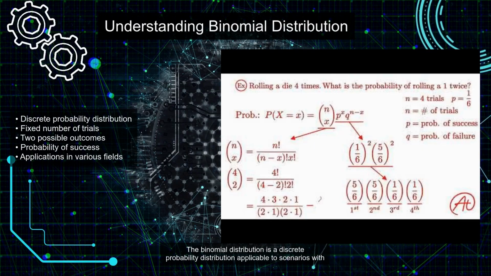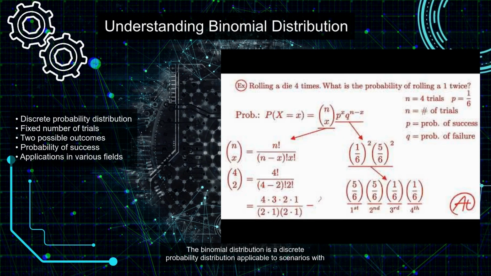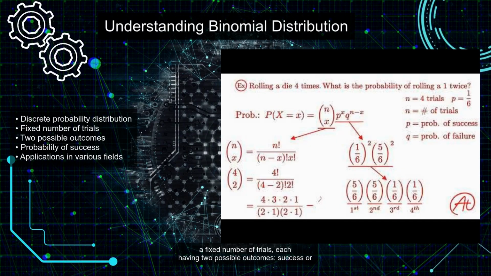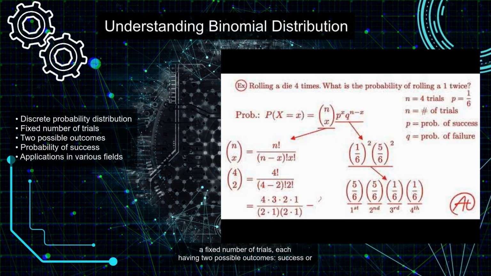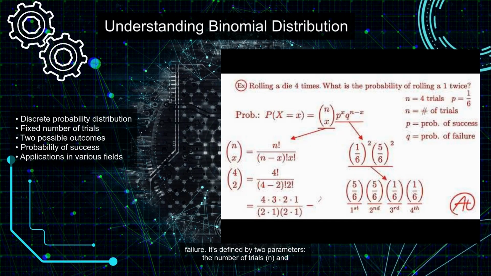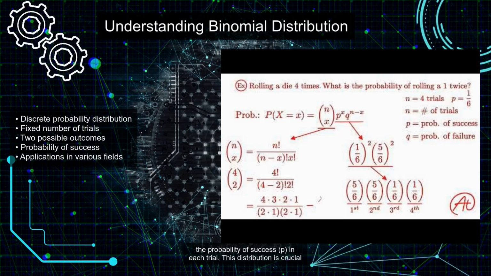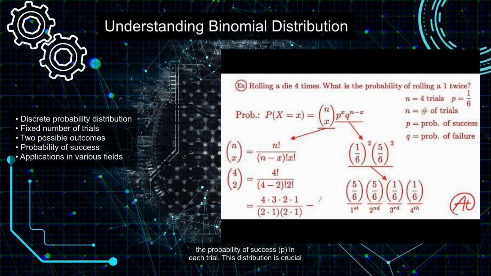The binomial distribution is a discrete probability distribution applicable to scenarios with a fixed number of trials, each having two possible outcomes, success or failure. It's defined by two parameters, the number of trials, n, and the probability of success, p, in each trial.